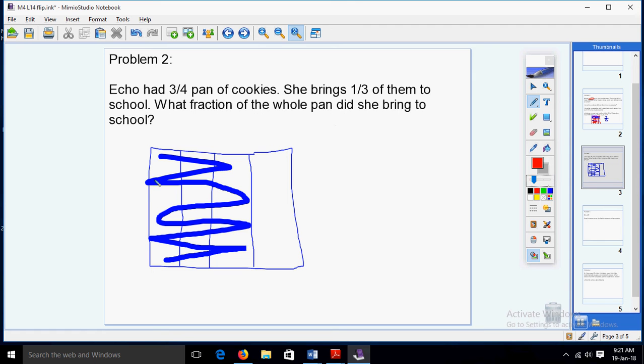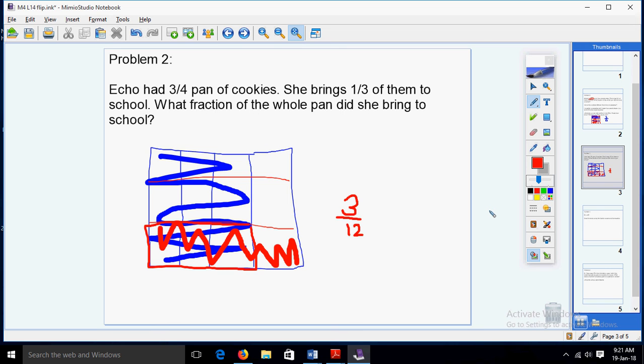And she brings 1/3 of them to school. So I'm going to now partition into thirds, and I shade in 1/3 of them. I'm going to shade the bottom this time just because. Does it matter? Nope, not at all. Now I'm going to count them up. All together, I have 4, 8, 12. That's my denominator. My numerator comes from the ones that are both shaded, double shaded. So we have 3 of those. So we have 3/12.